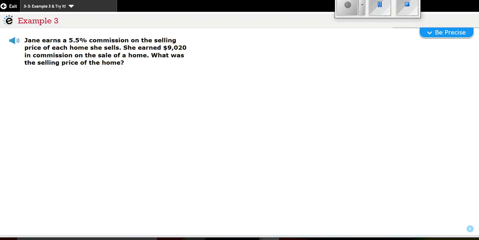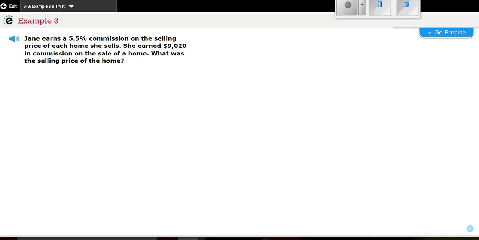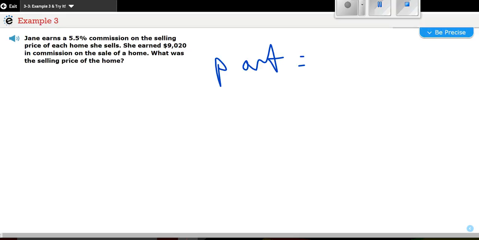Jane earns 5.5% commission on the selling price of each home she sells. She earned $9,020 in commission on the sale of a home. What was the selling price of the home? So the question might be, okay, how do we set up the equation? Go back to the beginning: part equals percent times the whole.